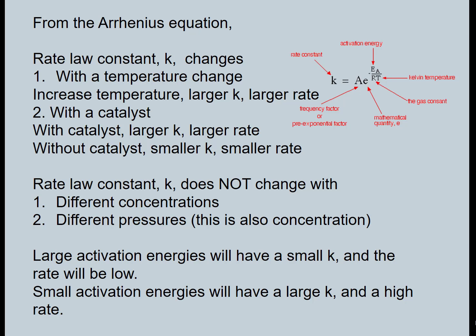You should know that the rate law constant K does not change with different concentrations and with different pressures, and this is also a concentration. So if they change the pressure of something, this will not change your rate law constant. It's only if you change the temperature or if they say they add a catalyst. Large activation energies will have a small K and the rate will be low, and that's because it takes a lot to form that activated complex because it takes so much activation energy. Small activation energies will have a large K and then a high rate, and that's because it's easier to get over that energy hill to form that activated complex.